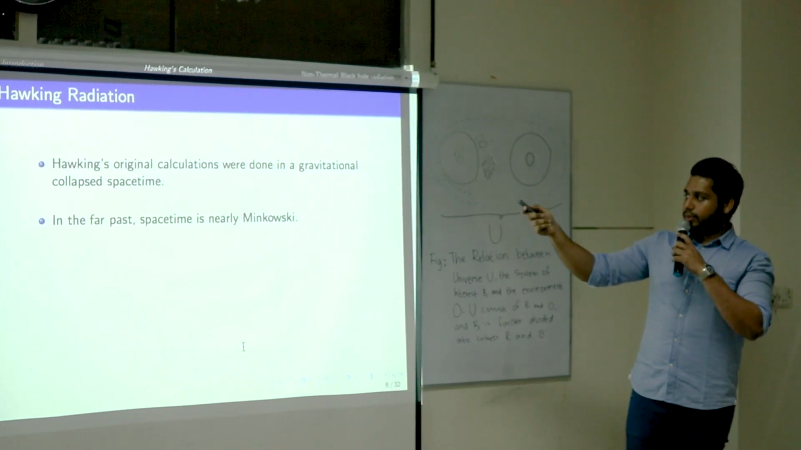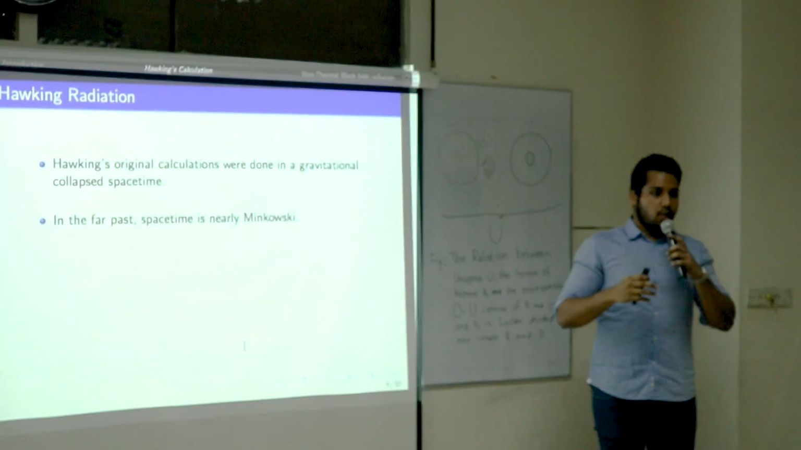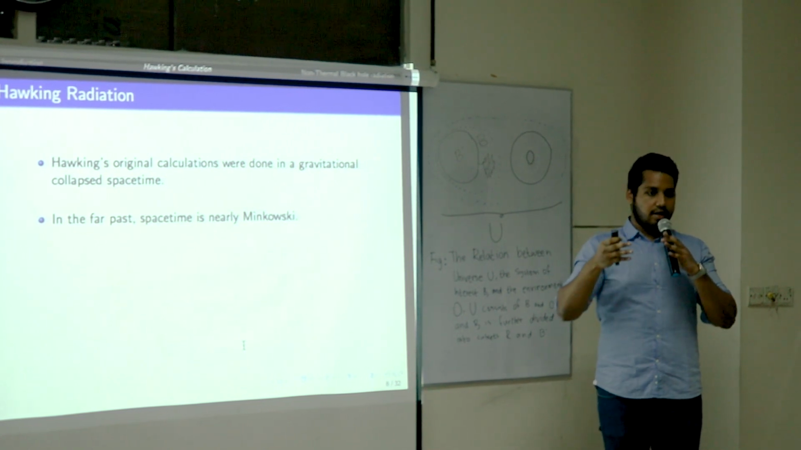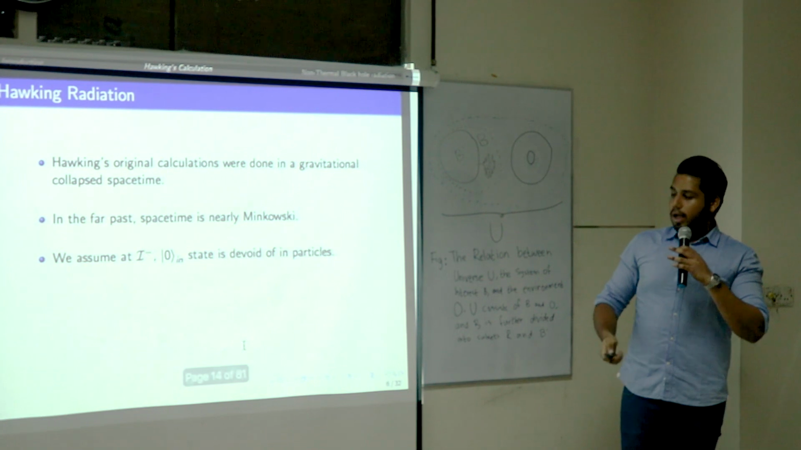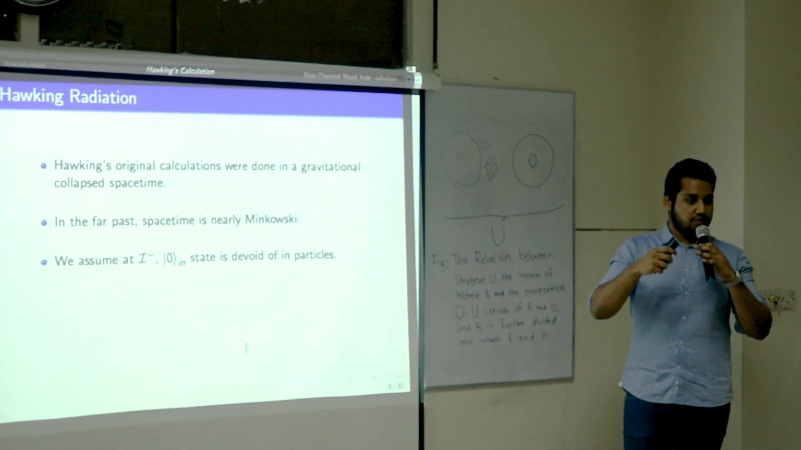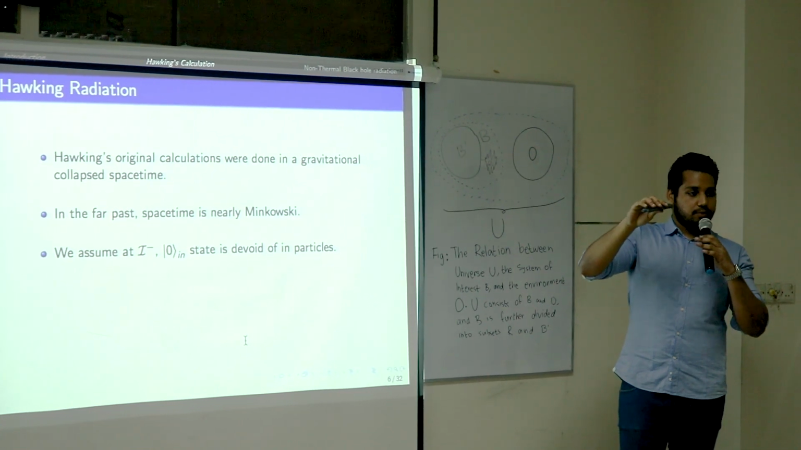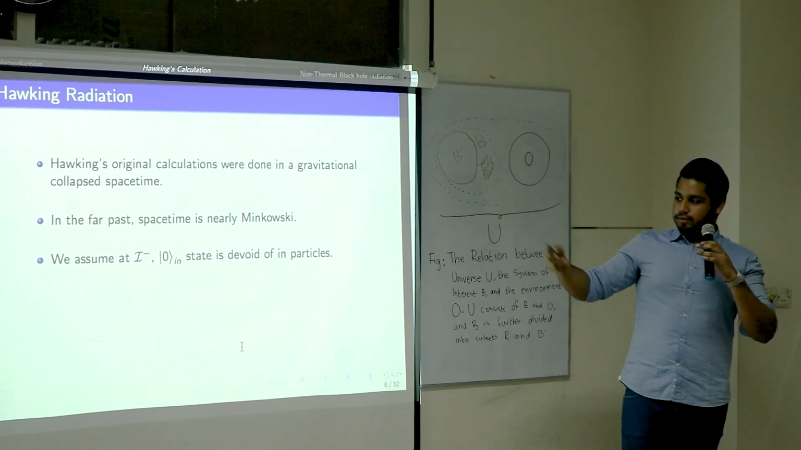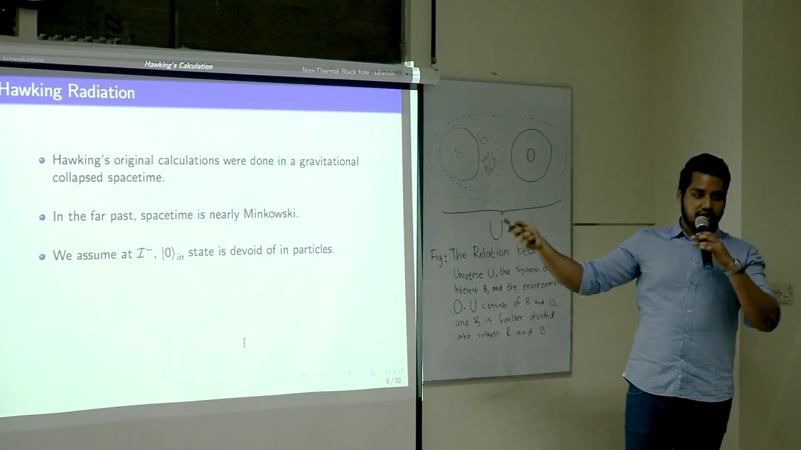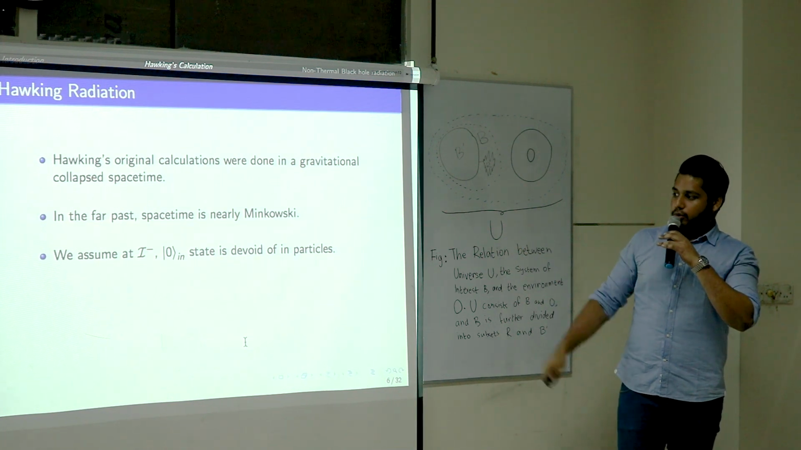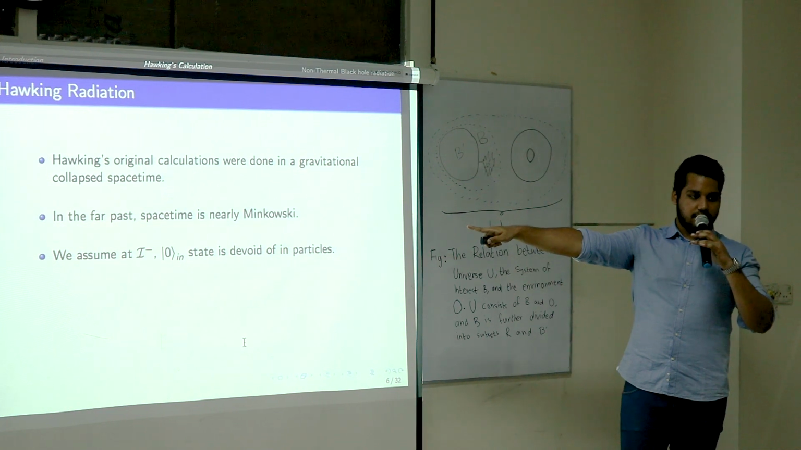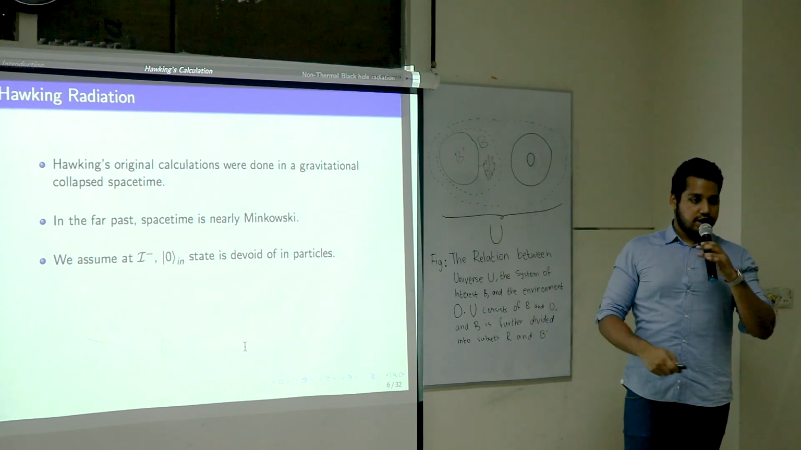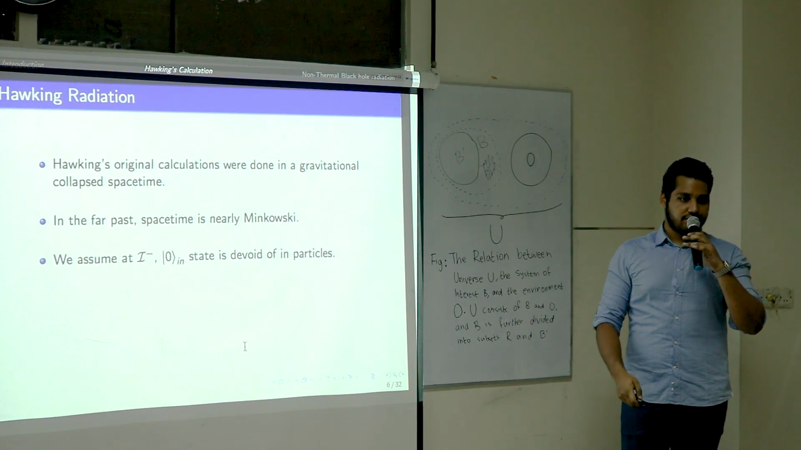Hawking's original calculation was done in a gravitational collapse spacetime, where a star is collapsing, and therein a Hawking particle is being radiated. As I mentioned before, he's doing his calculation going back in time, with our photon, so to speak. In the far past, spacetime is nearly Minkowski. We assume at past null infinity, the in state, which obviously should be devoid of particles, since the particle creation hasn't occurred yet.